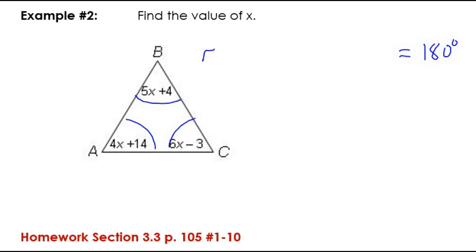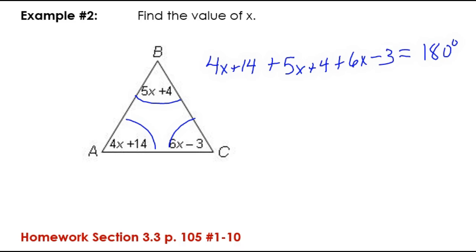So I'm going to start with angle A. Angle A is 4x plus 14. I know that that plus the other two angles will give me 180. Angle B is 5x plus 4. And the expression that was used for angle C is 6x minus 3.